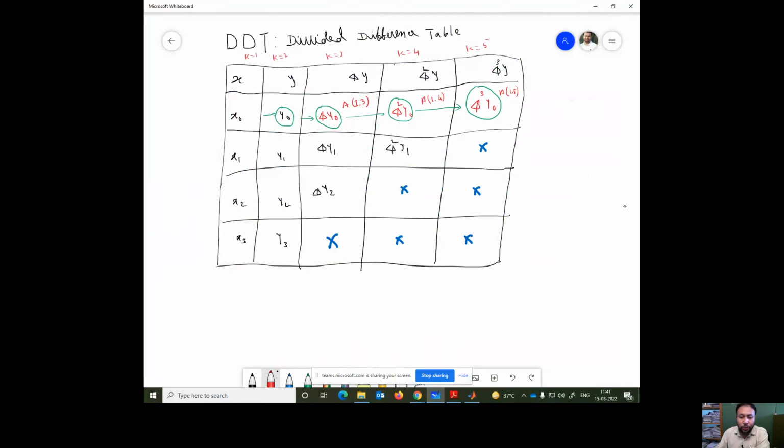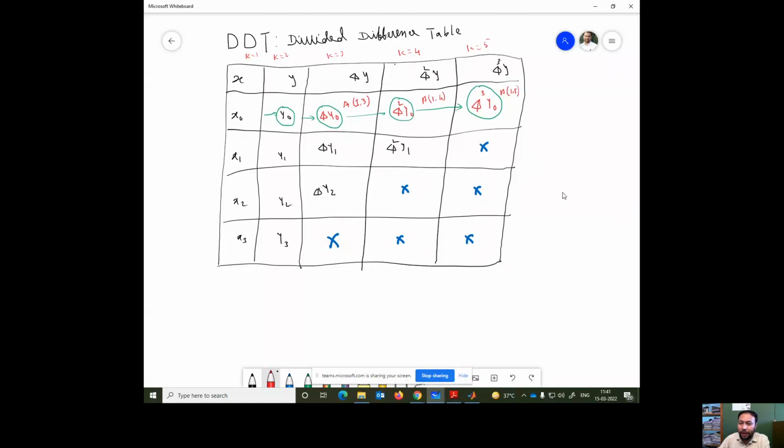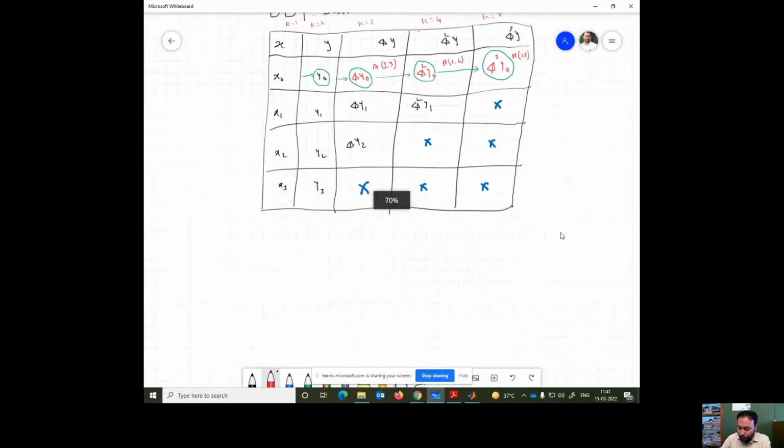That's why those who were absent in the previous class or who have not looked at my video, please go back to the previous lab session. I have already uploaded it on my channel, regarding the construction of the divided difference table. Today our aim is that we want to use this divided difference table in the Newton divided difference interpolation formula.